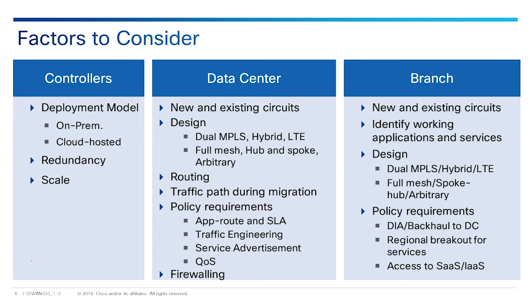At the branch, requirements for direct internet access are important. Also, you must consider services that must be available at the branch and which of those services you can centralize in the data center versus which services you must deploy locally. This may have an effect on the deployment options.